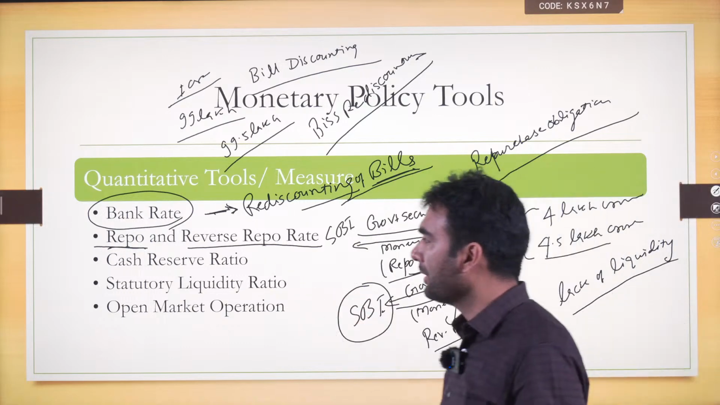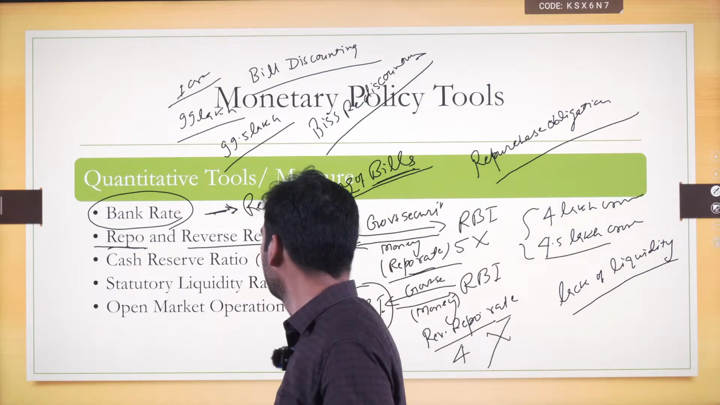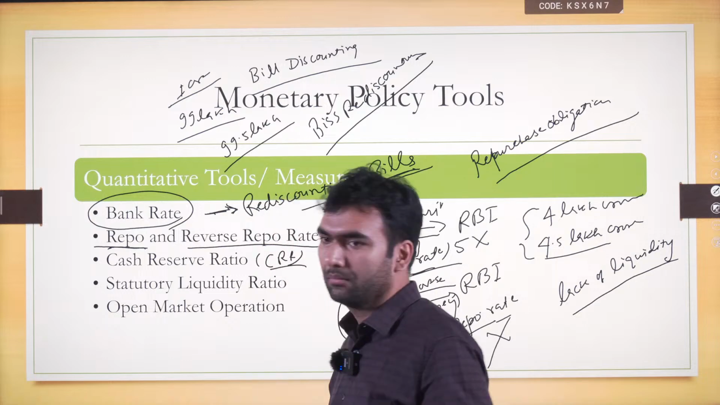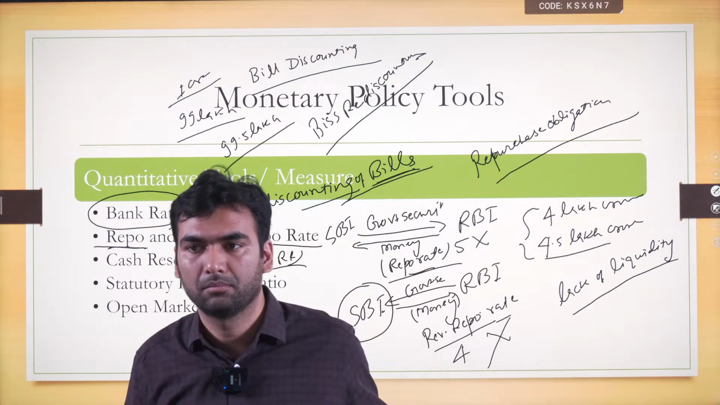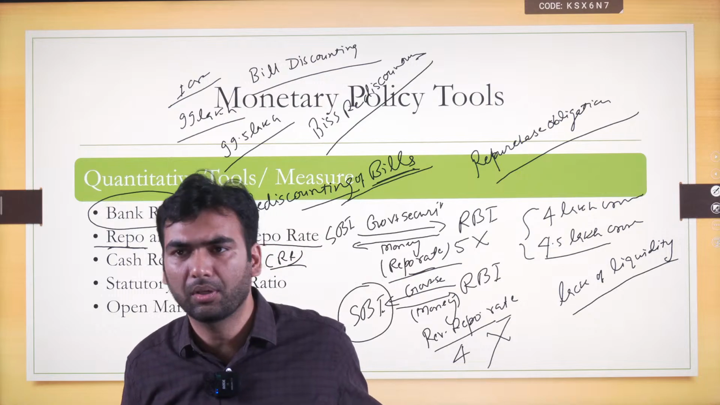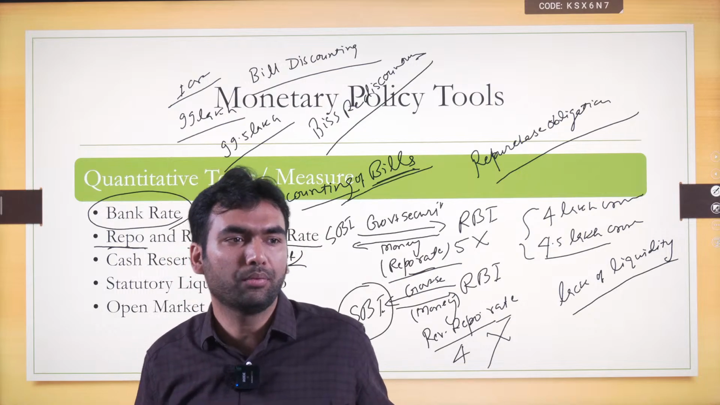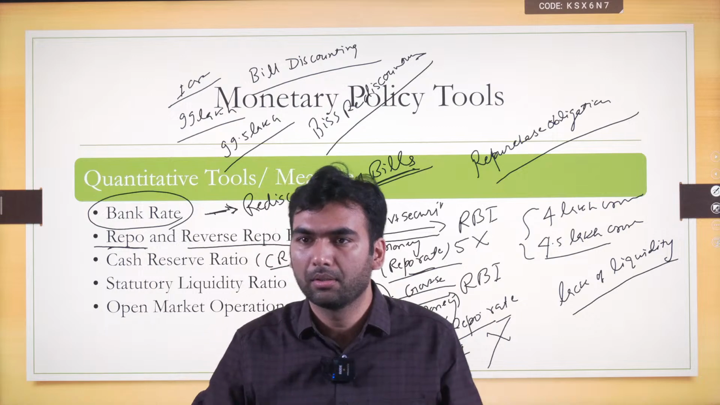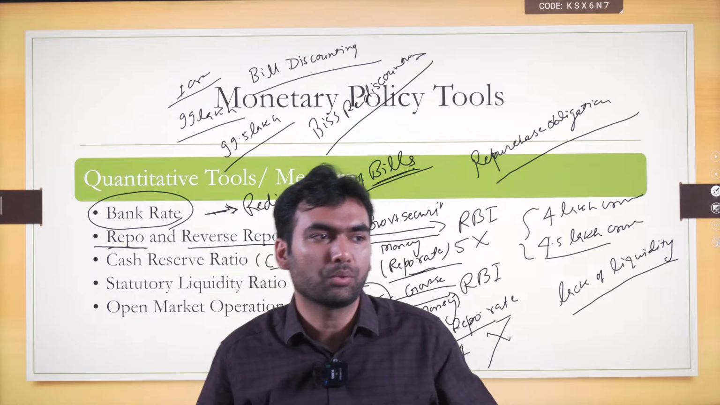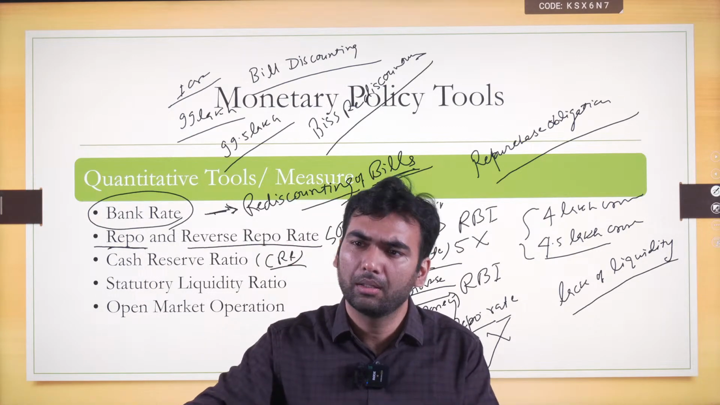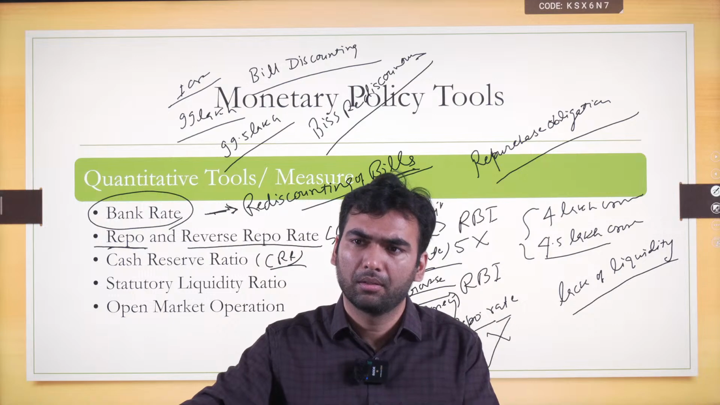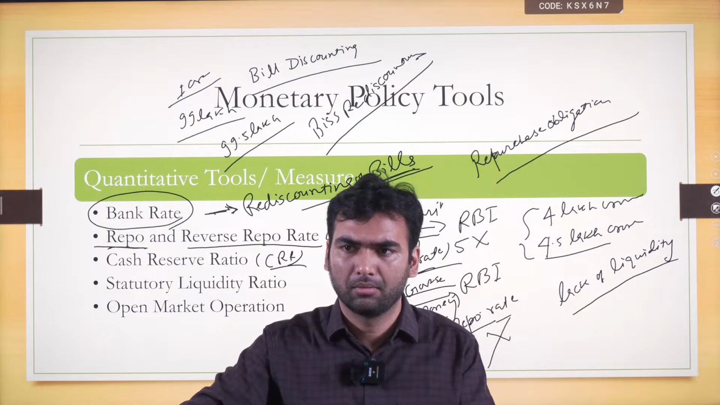What is cash reserve ratio? CRR? Percentage of the public deposits which the bank has to keep with RBI. Yes, absolutely right. It is the percentage of total deposits that the bank has to keep with RBI. Why? To meet the liquidity crisis.